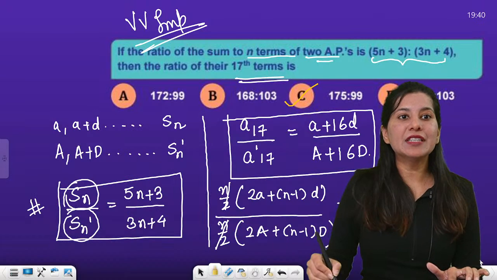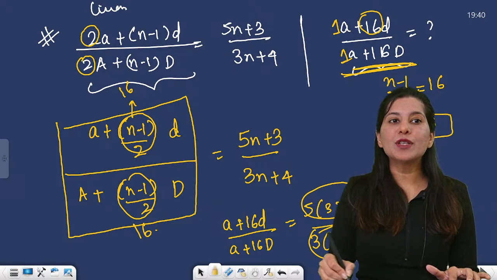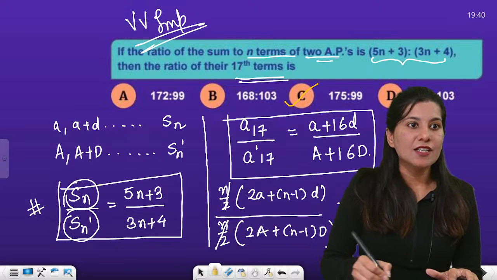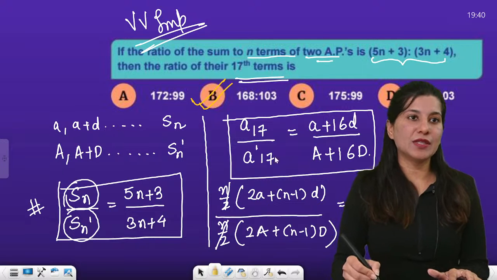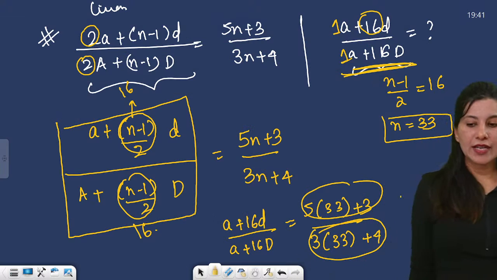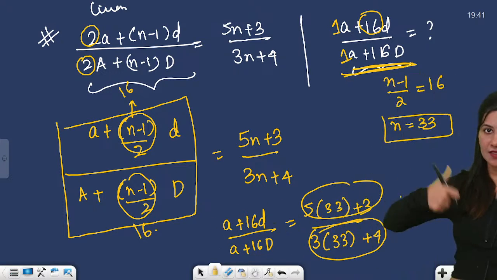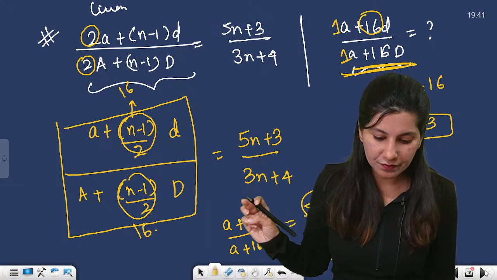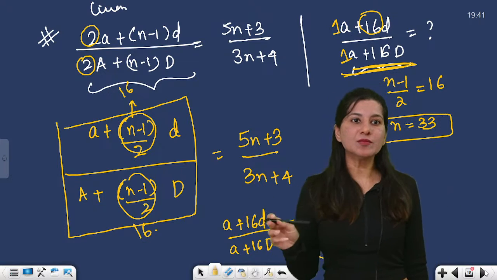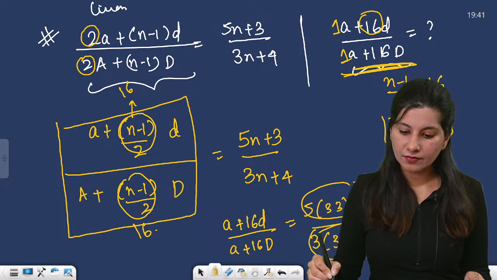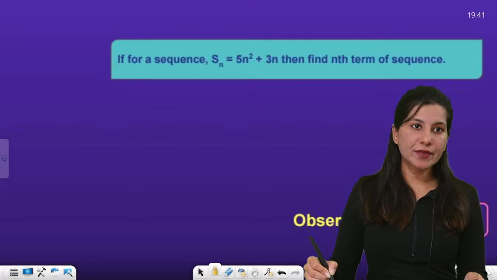So answer is 175 by, no. Your answer will be what? 3 3 is a 9. Last term will be 3. So your answer will be 168 by this. B option is absolutely correct, right? Just calculate it. You'll get this. Option B. Are we good? Clear? Option B, absolutely right. Okay.